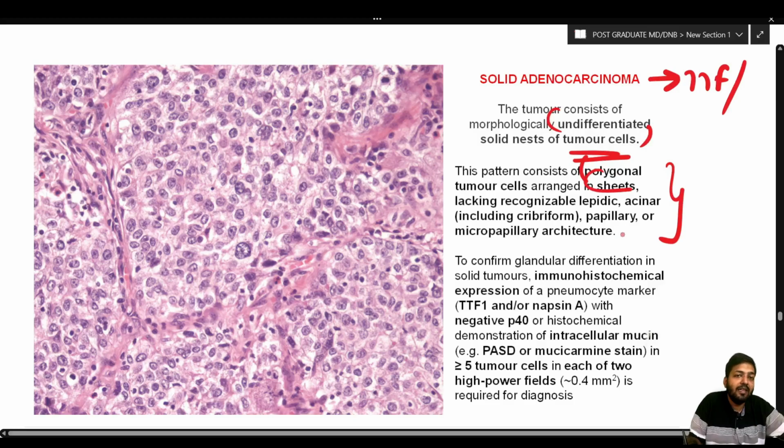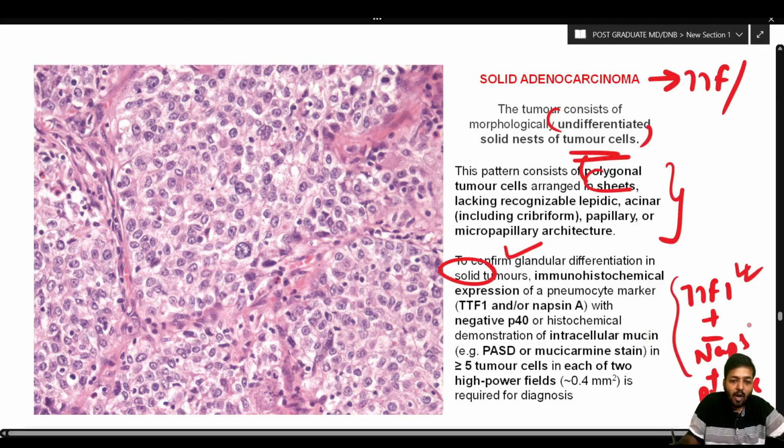So over here you might confuse them with a poorly differentiated squamous cell carcinoma also. So in that particular situation, you have to carry out IHC. To confirm the glandular differentiation in the solid variety of adenocarcinoma, you have to carry out TTF1 plus or minus napsin, and you have to do P40, which should be negative. Okay, so either of these two should be positive, especially TTF1 or napsin, and P40 should be negative. Along with that, you can do histochemical demonstration of intracellular mucin using PASD or mucicarmine in 5 or more tumor cells in each of the two high power fields.